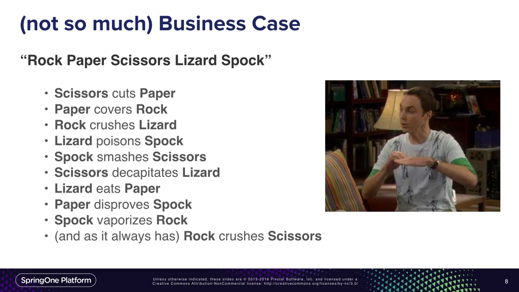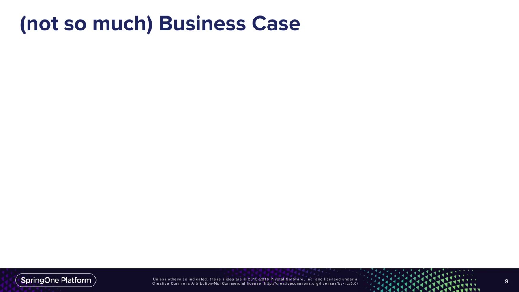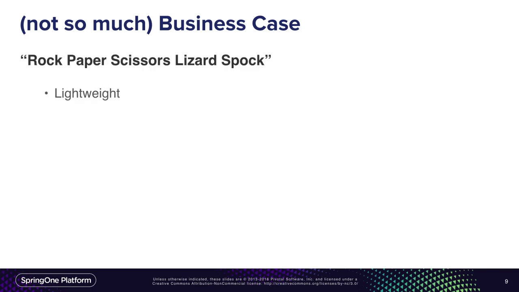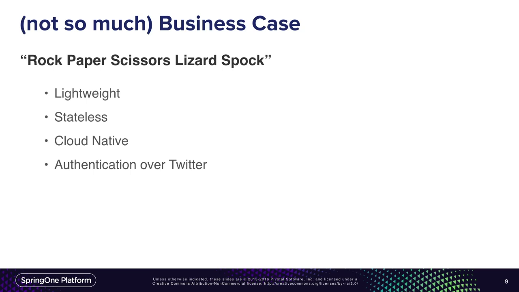So I went out and I tried to make a starter or a web application which implements this as a game. And I had some requirements, right? So I wanted it to be lightweight. I wanted it to be stateless, because I want to scale it. Like when my game is really popular, everyone in the world is playing it, I want it to be stateless. I want it to be cloud native for the same reason. Well, stateless is one of the key things of cloud native. And I want to do authentication over Twitter, so I want to use Spring Social and Spring Security and bring them together.